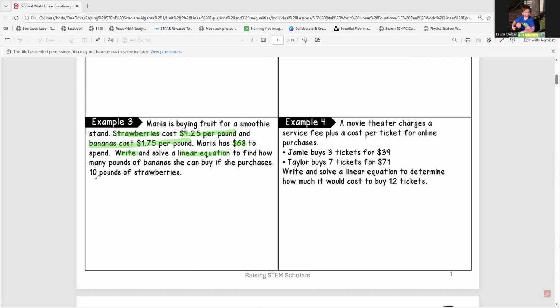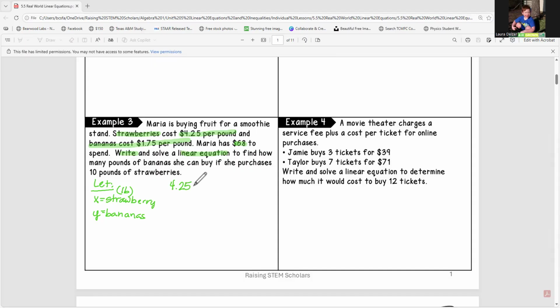Let me go ahead and define my variables real fast so I don't get things confused in my head. I'm just going to say x is going to be strawberries. And then y is going to be bananas. And these are both pounds. Okay, so remember that's pounds. We're not counting strawberries and bananas. We're doing pounds.